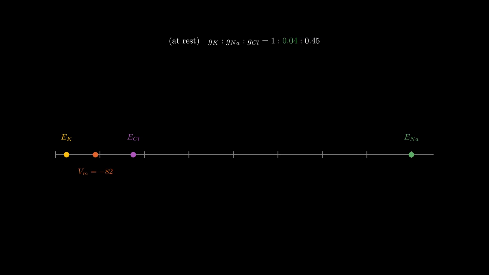That lands us somewhere between the equilibrium potential for potassium and chloride, far from sodium, because sodium conductance at rest is very tiny. So the membrane potential at rest is predominantly dominated by potassium.